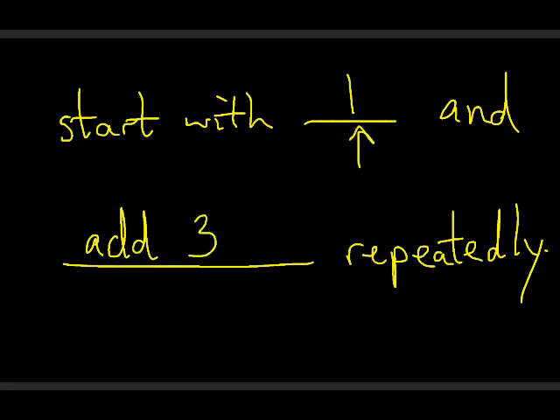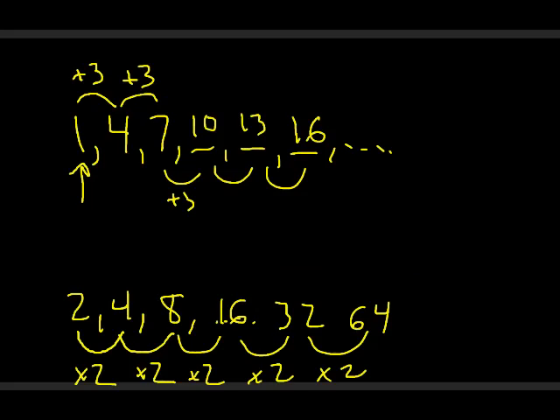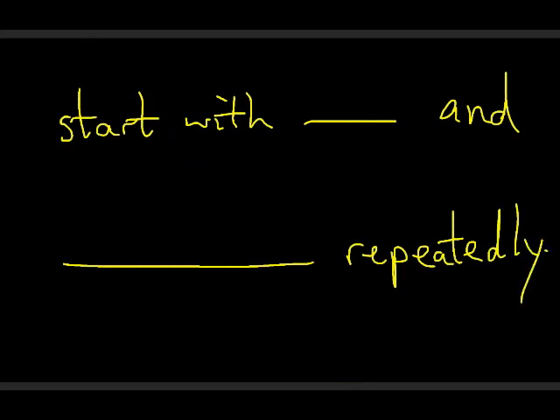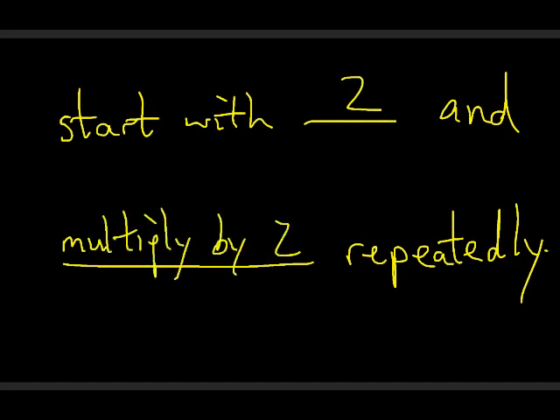So this first line is always going to have a number, and the second line is always going to have a rule: add something, subtract something, multiply by something, or divide by something. So if I back up to our basic one there and jump back to my second pattern, you can see we started with 2 and multiplied by 2 repeatedly. So I would put that into my basic one as: start with 2 and multiply by 2 repeatedly.